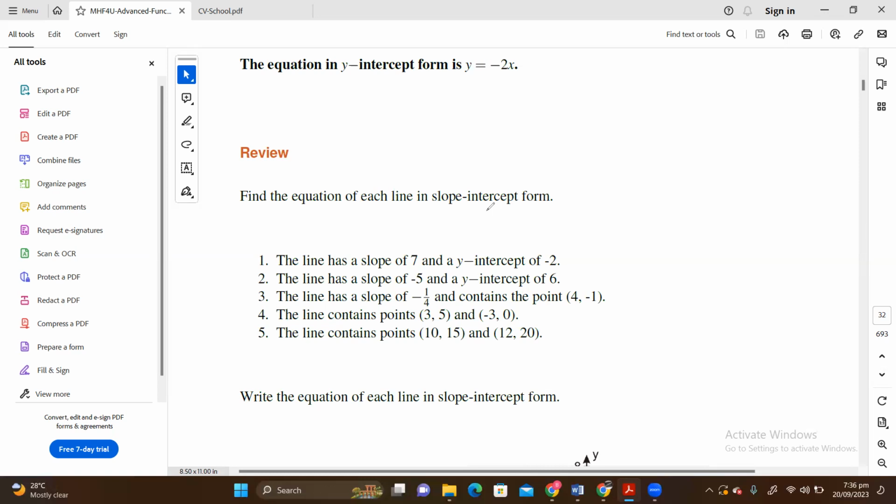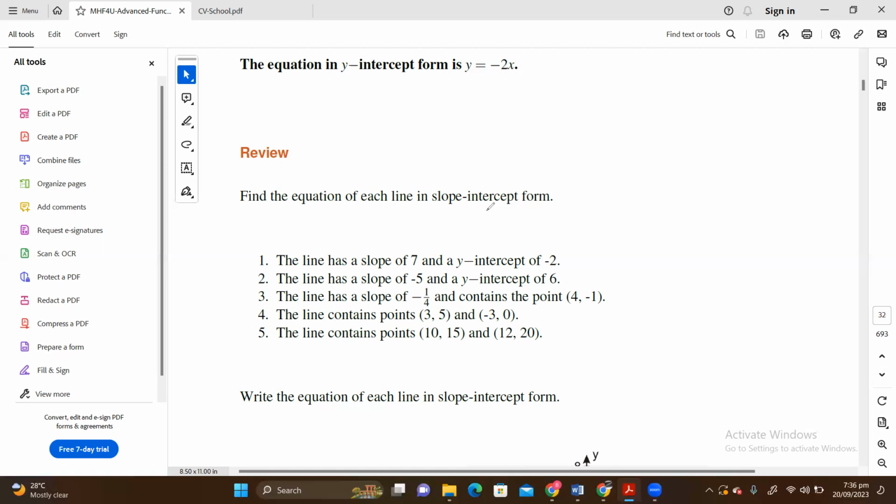Okay, the equation of the line in slope intercept form. Is that it? Yes. The second one: the line has a slope of m equal to minus 5 and a y-intercept equal to 6. So y minus y naught is equal to m times x minus x naught. So y minus 6 is equal to minus 5 times x minus x naught.